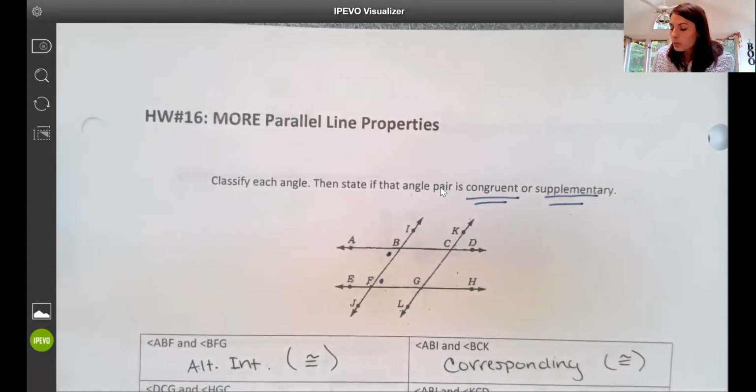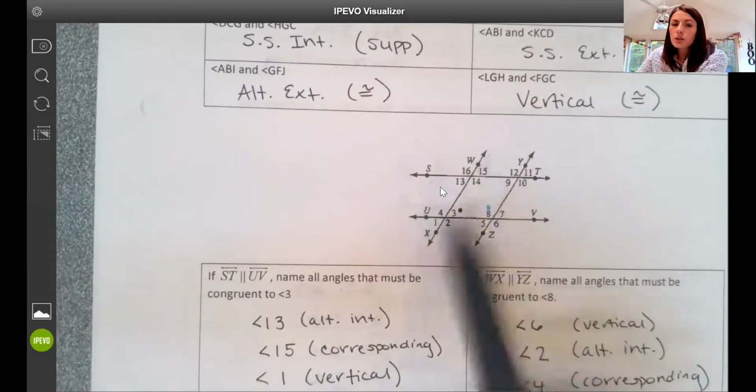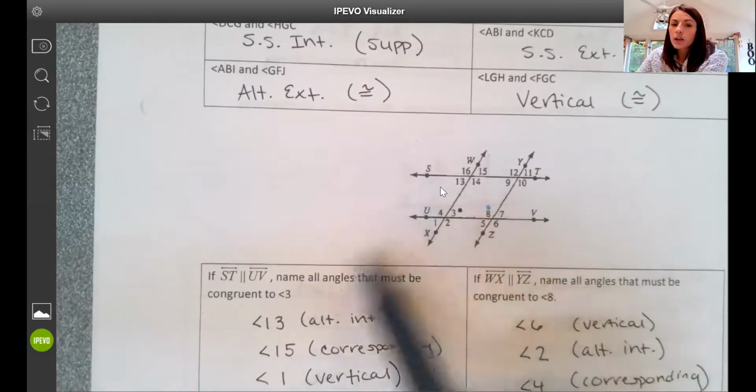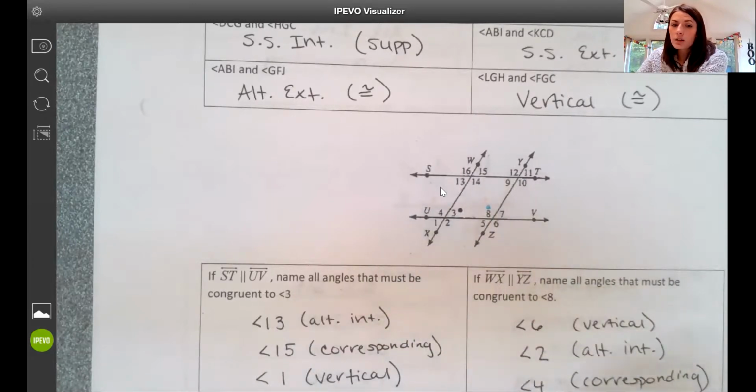And then the bottom part asks you to do what we just did. So if these lines are parallel, here's angle 3, which angles would be congruent to them. And this is also congruent to them. Okay, so stuff we just took notes on. Use your notes to help you. Okay, sound good? Okay, I'm going to stop sharing.